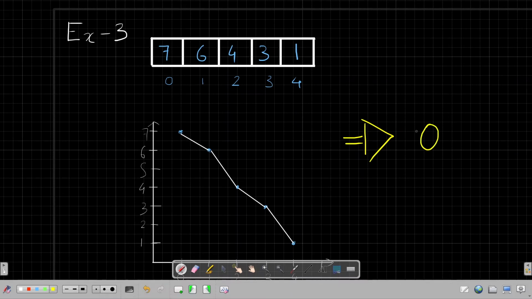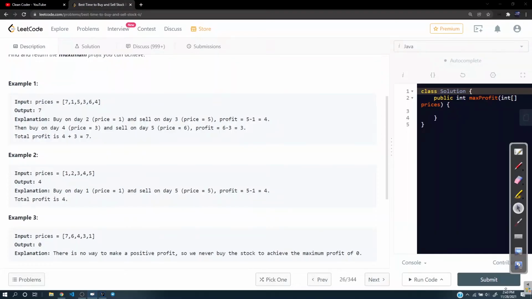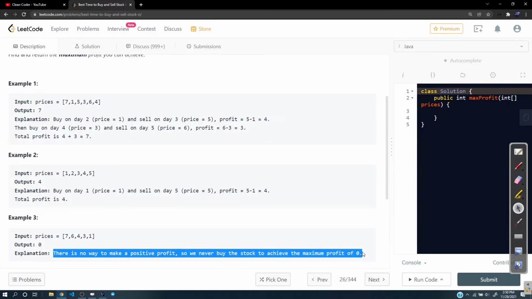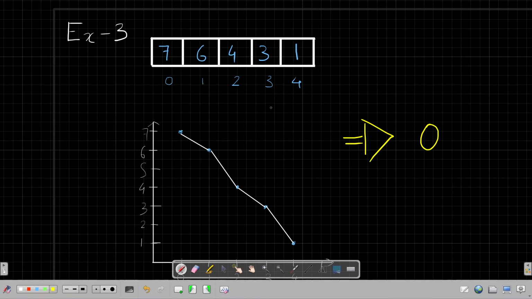Like we need not do any transaction. Let's compare our answer with the one which is given in the problem statement. I think it should be zero. Yeah, it's zero, and the reasoning given also: there's no way to make positive profit. We never buy the stock and achieve the maximum profit of zero, right? So yeah, this is the third test case. So I've explained the test cases to you.